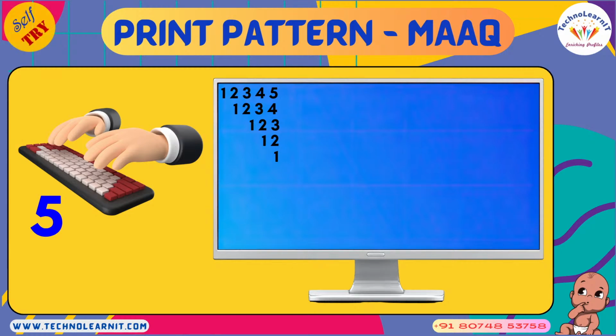What are your observations? Input is 5, 5 rows of output. First row, 5 elements to be printed. Second row, 1 less, 4 elements only. Third row, 3 elements only. Fourth row, 2 elements. Fifth row, 1 element. That means the number of elements to be printed is reducing from top to bottom. The other observation: each row starts with 1.